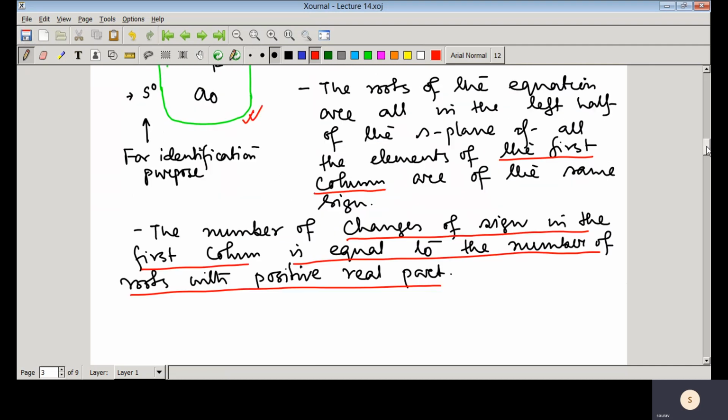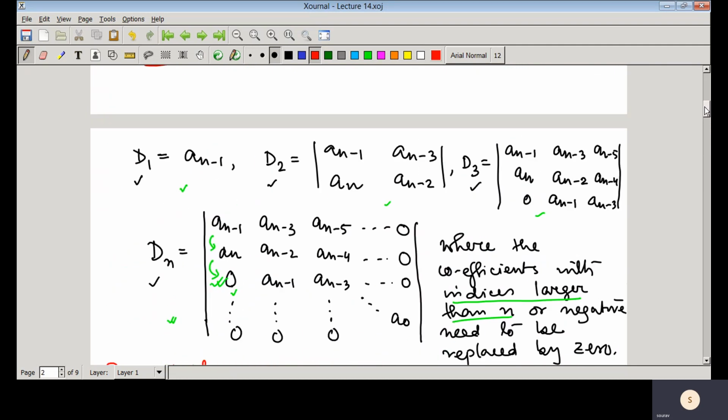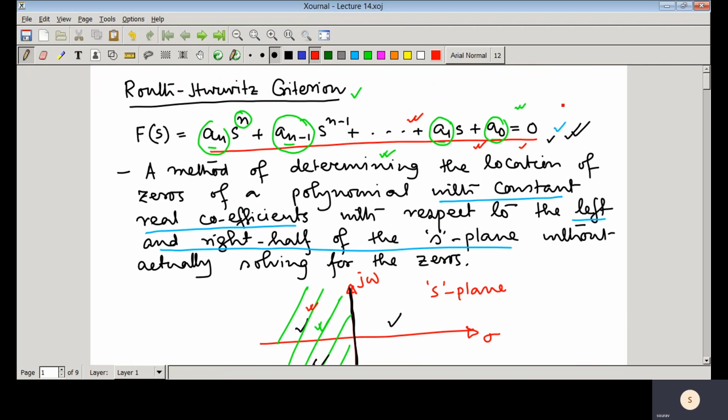So let me just summarize what we have done. We started with this particular polynomial, and we are interested to see how many roots of that polynomial are in the left half of the S-plane or the right half of the S-plane. If the roots are in the left half, the system would be stable. In the last lecture, we discussed the necessary condition. So here we get the necessary and sufficient condition.